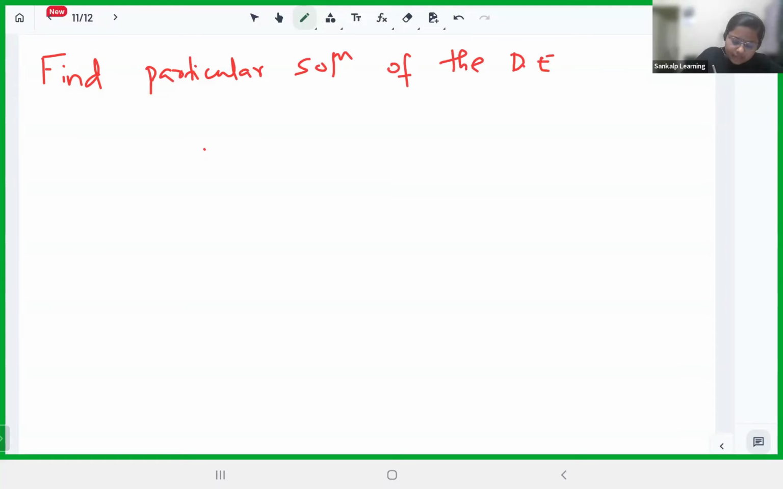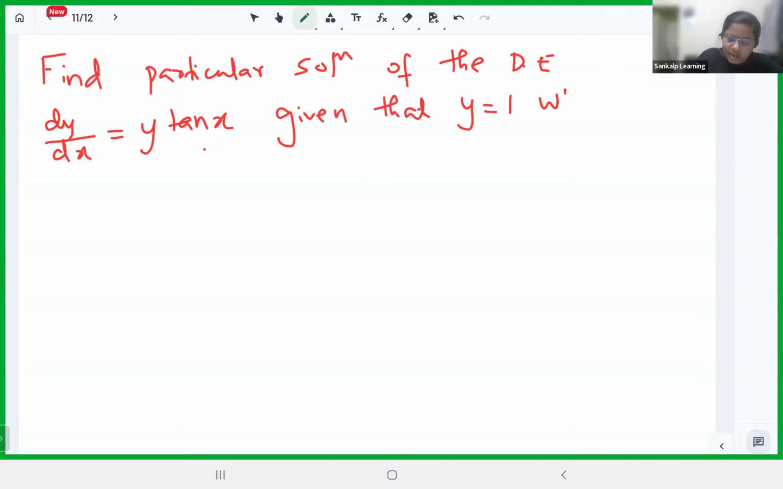Moving on to our seventh question. Now we can do some application level problems. Before application level, we can do a problem related to a particular equation also. Okay. So find the particular solution of the differential equation dy by dx equal to y into tan x given that y equal to 1 when x equal to 0.